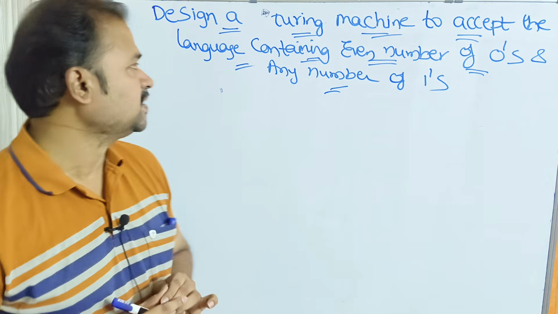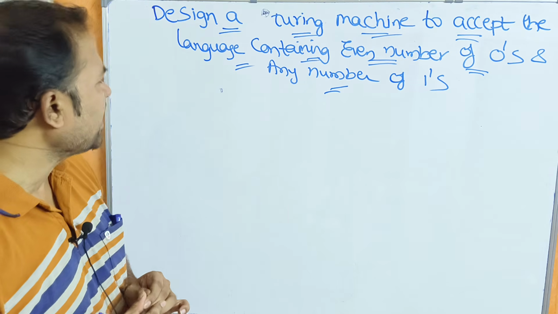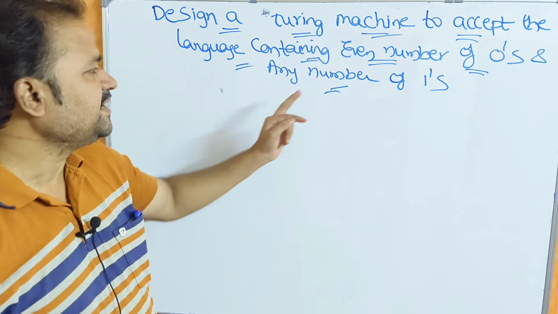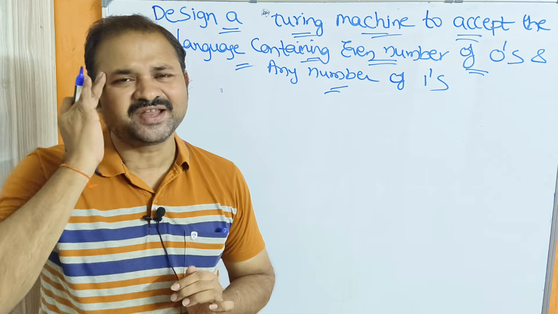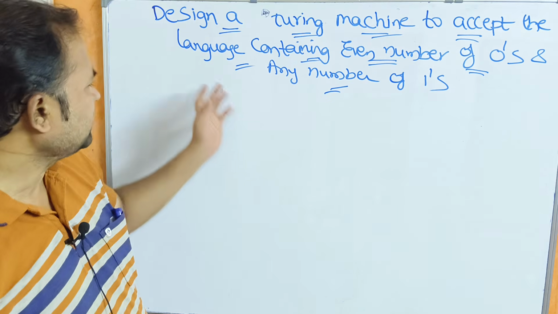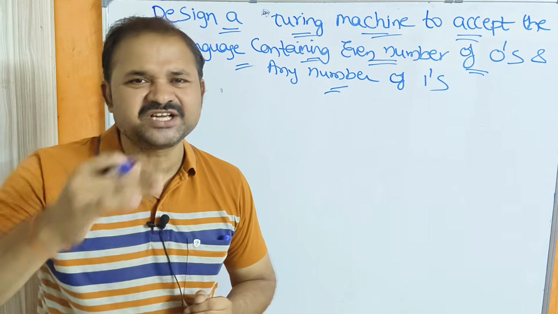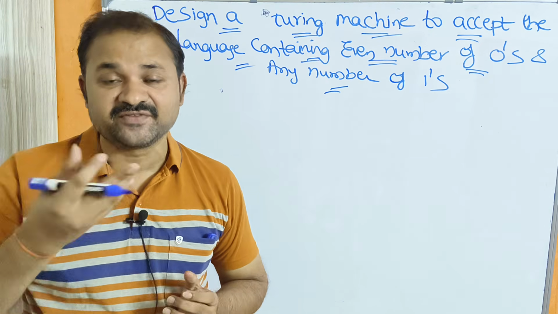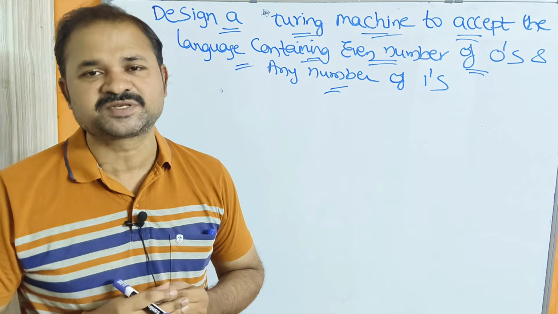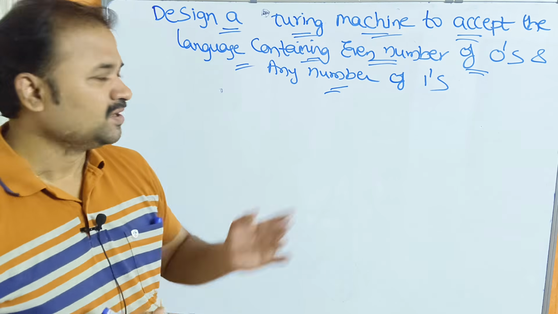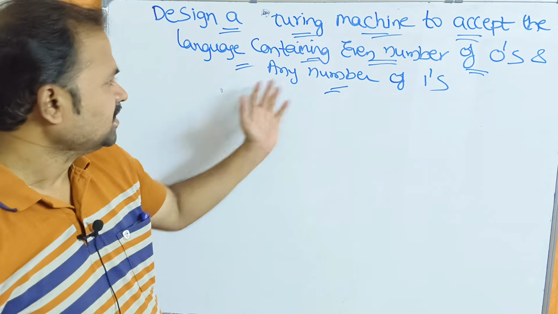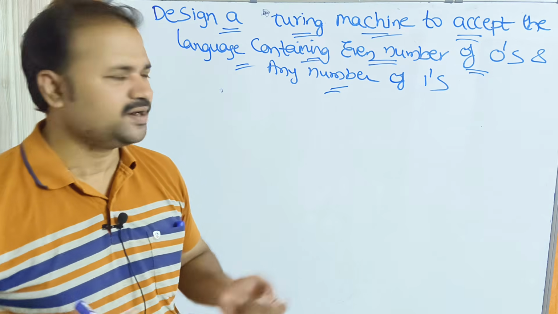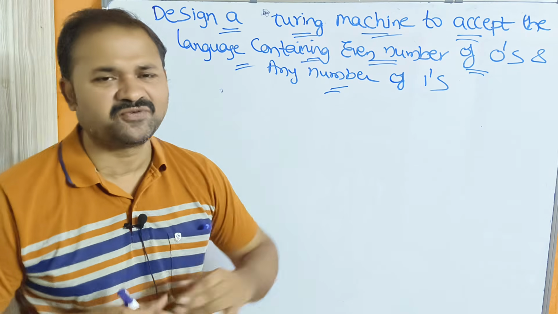Let us see this problem. Design a Turing machine to accept the language containing even number of zeros and any number of ones. In order to solve this problem, the Turing machine is nothing but an extension to the DFA, like DFA containing the substring 110 for substring problems, for ending with problems, starting with and ending with. Next, even number of zeros and even number of ones, even, odd, odd, even, odd, odd, for even number of zeros and any number of ones.